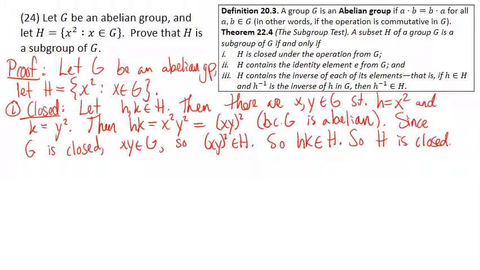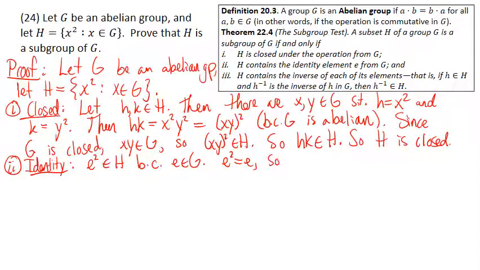Okay, so we got the first condition. Let's go ahead and try the second one. Okay, number 2. We need to show that H contains the identity element. So this is not very hard, I think. Usually this is the easiest one. So identity, E squared is equal to E. Actually, maybe I should say it this way. E squared is in H because E is in G, and E squared equals E. So E is in H.